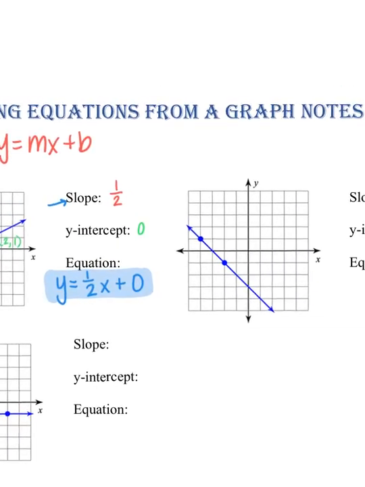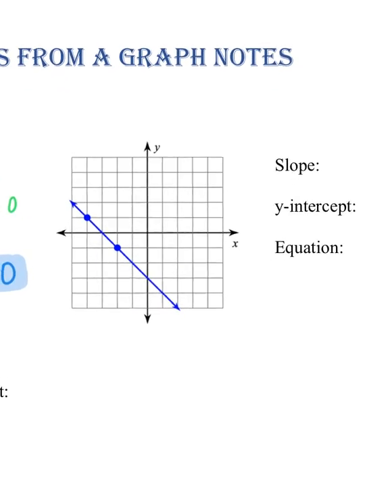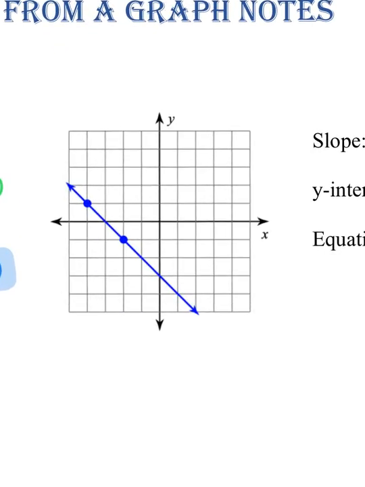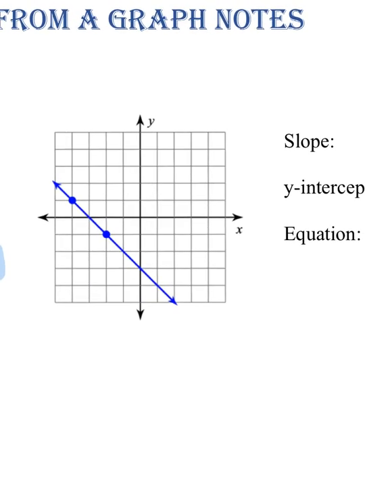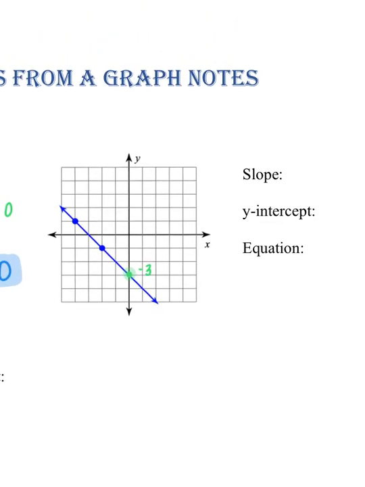Let's look at another one. Okay, here I'm going to find my y-intercept first. So I'm going to look along my y-axis, and I see a point where it crosses right here, and that is at -3. So my y-intercept is -3.